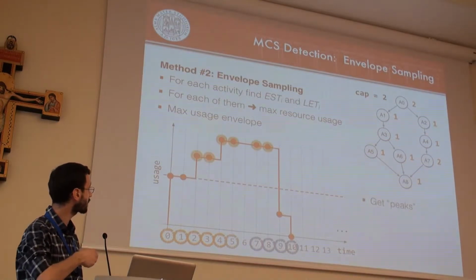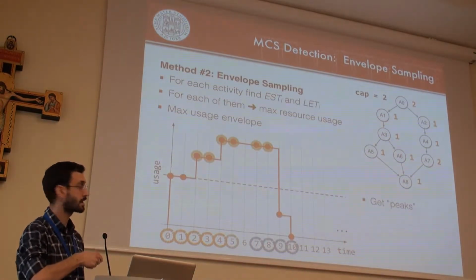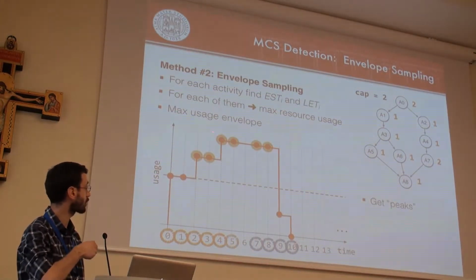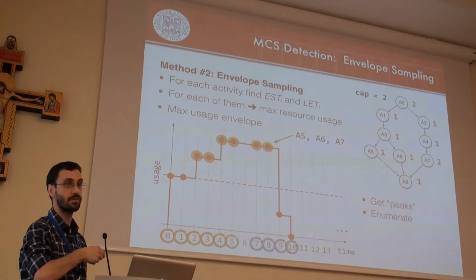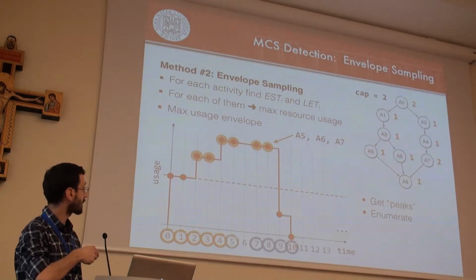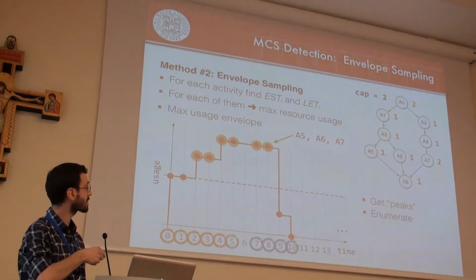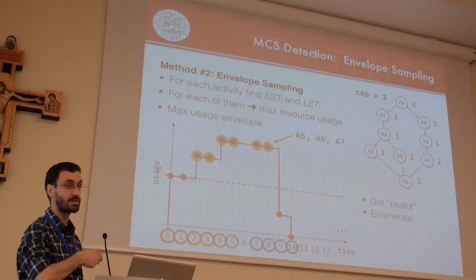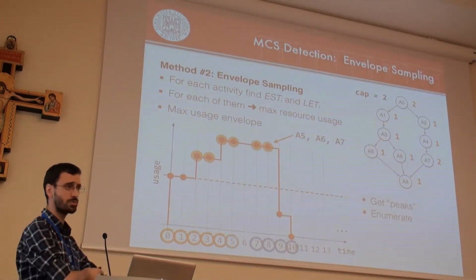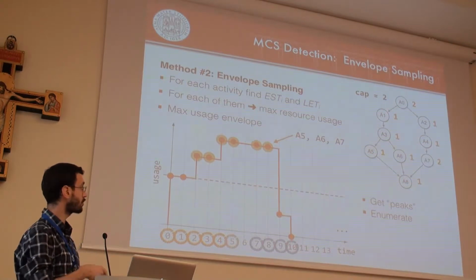So the next thing we do is take the peaks, that is the points where the maximum resource usage is above the capacity. Each peak corresponds to a subset of activities which is exceeding the resource usage, but is not necessarily a minimal critical set, because it may not be minimal. In order to get a minimal set, we can do enumeration, for example. We enumerate a little bit.